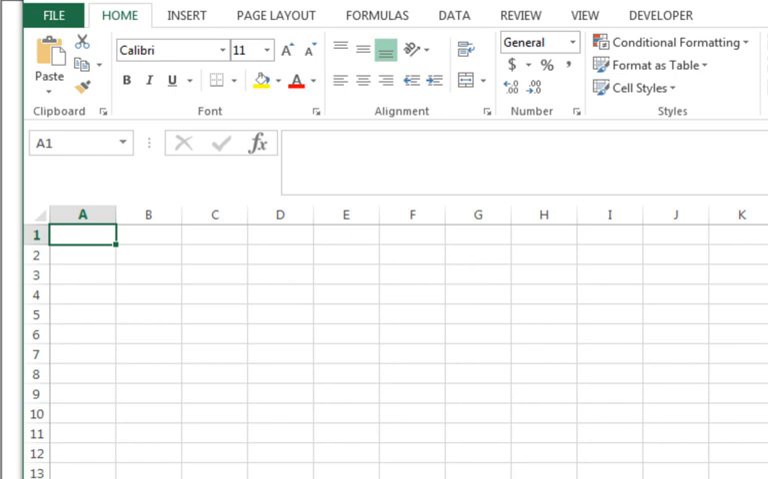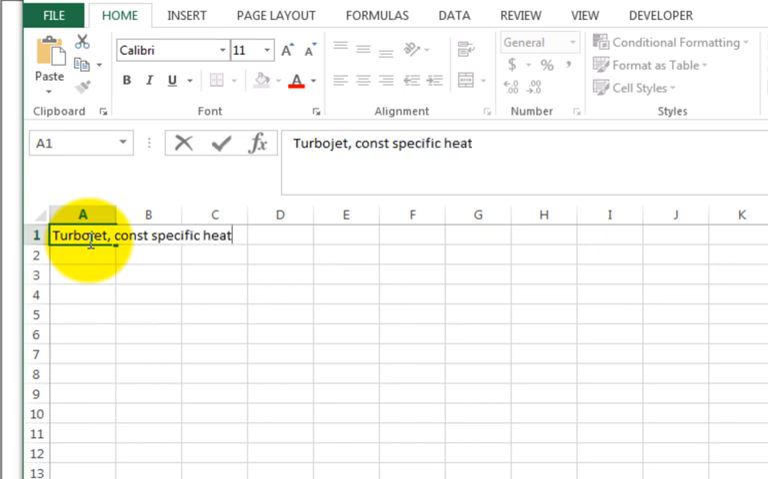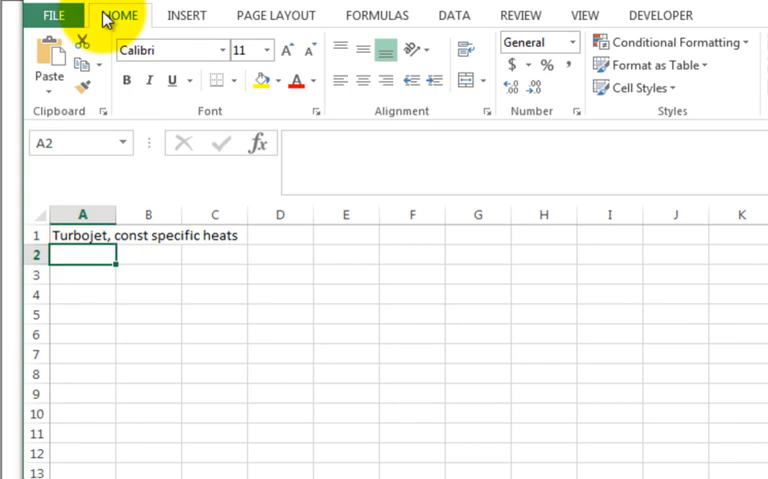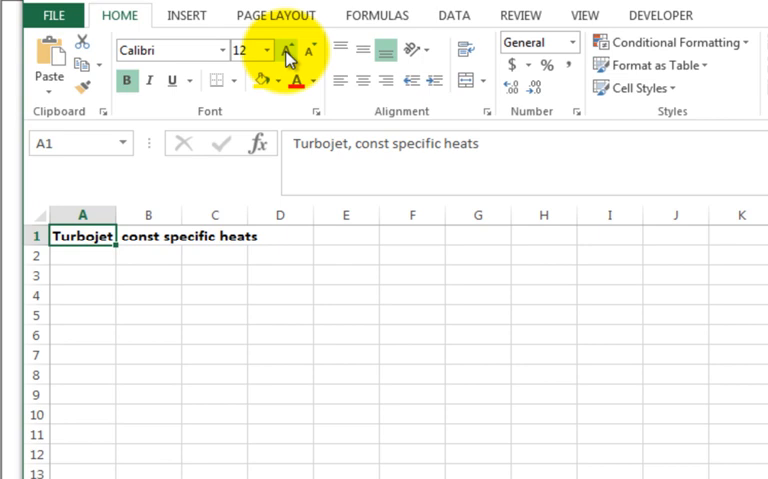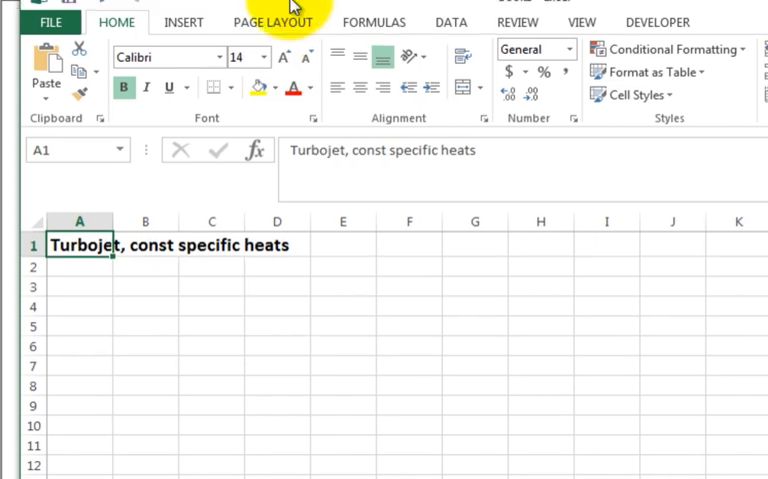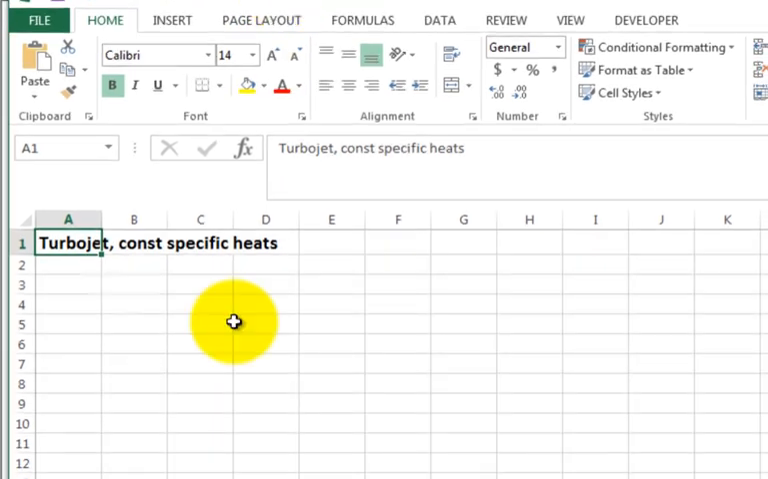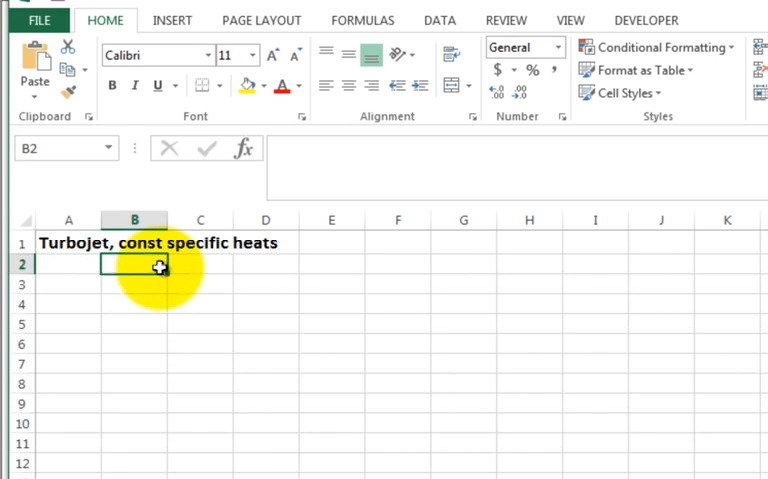All right. Okay. So I always start with a comment like a turbojet, and it's a constant specific heat. And because it's a comment and I want it to really stand out, I may bold it, increase the font size a little bit, play with it a little bit, make it big and bold. All right. And then I have a lot of information that's given to me in the problem statement.